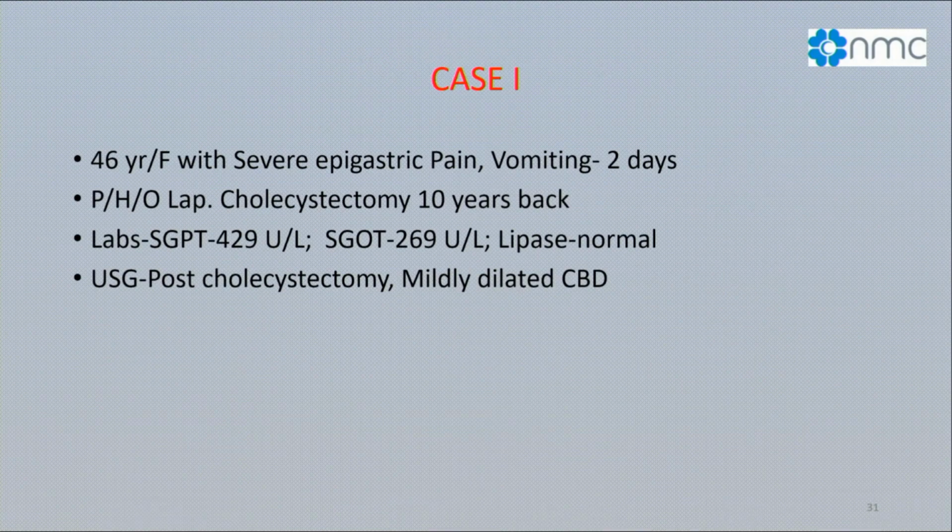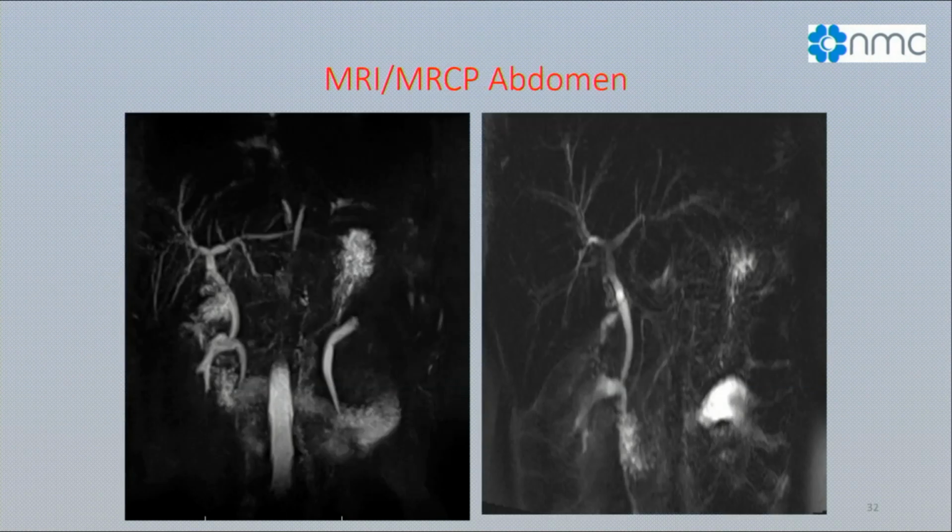So I'll discuss a few of the cases, what we did, just to highlight what we have done. So this was a young lady who came with severe epigastric pain, vomiting, deranged liver functions. She had a history of lap cholecystectomy done 10 years back, and ultrasound showed a dilated CBD. So this was the MRCP.